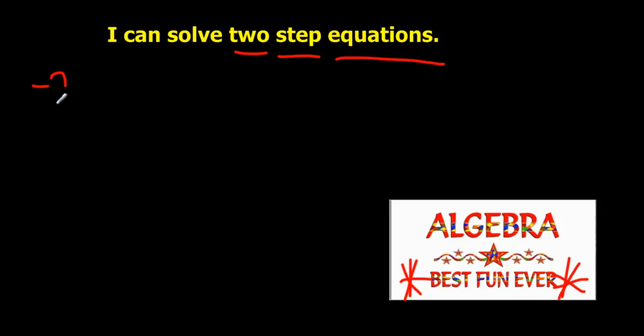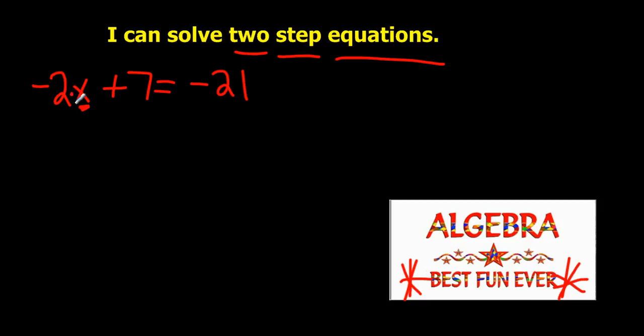If we take a look, a two-step equation could look something like this: negative 2x plus 7 equals negative 21. Our goal when we solve an equation is to get the variable on one side of our equals all by itself. It's lonely. We want that variable to be lonely. To do that, we have to use inverse operations.